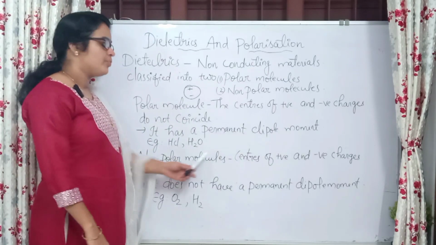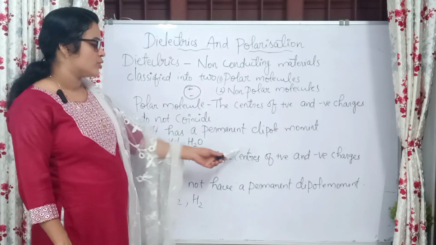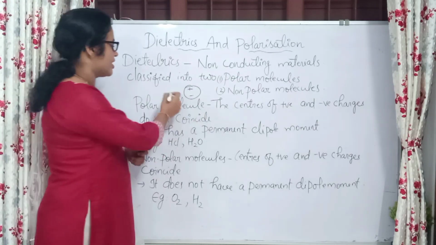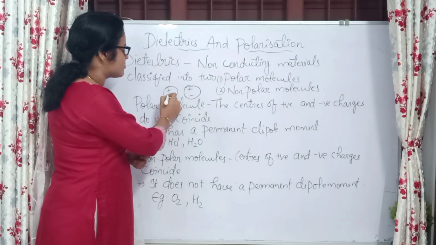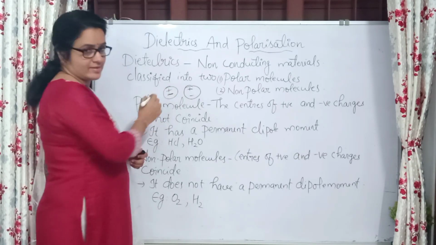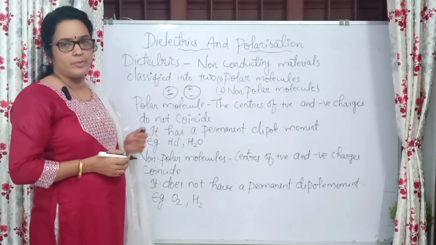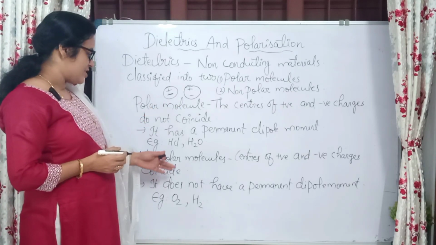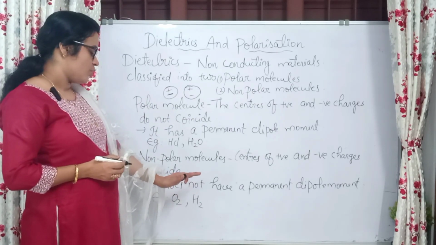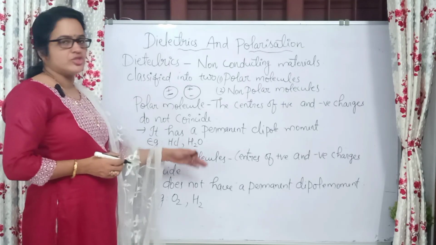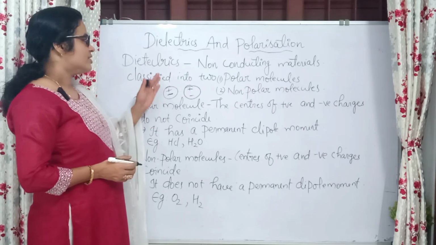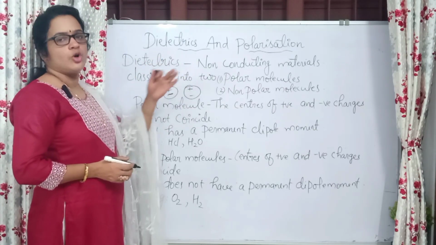Now, what are non-polar molecules? In the case of non-polar molecules, the centers of positive and negative charges will be coinciding. So what will happen here? Suppose we are taking like this, the positive and negative charges will be together. There will be no distance between these two charges. That means there will be no permanent dipole moment of its own. That is the difference between polar and non-polar molecules. Some examples are O2, H2, like that. All these are examples of non-polar molecules. So this is all about polar and non-polar molecules.